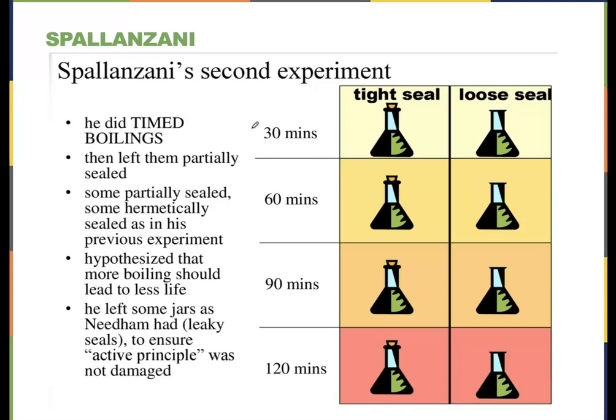So Spallanzani did a different experiment, and he did different boiling times. He said, okay, if I boiled it too long, let's just see at every single one of these time points what happens, right? Some were partially sealed, like Needham's, and some were hermetically sealed, as he did in his previous experiment, so no air can get in. He hypothesized that more boiling should lead to less life, and he left some jars, like Needham had, leaky to ensure that the active principle was not damaged.